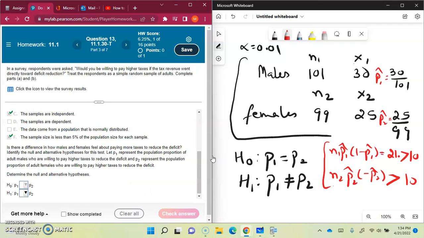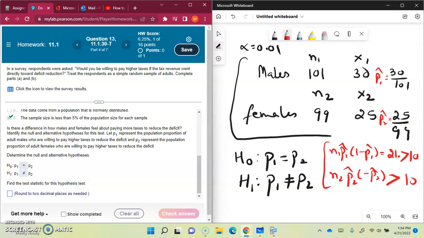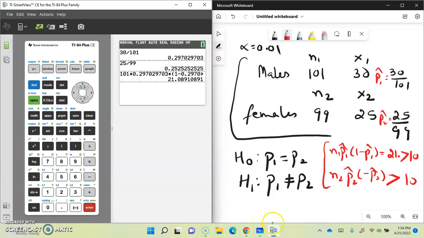Now, the hypothesis, we already wrote the hypothesis. Null hypothesis always has the equal sign. We are testing if they differ, that means they are just not equal to each other. So that is your alternate hypothesis. Test statistic. Let's use the calculator for that.